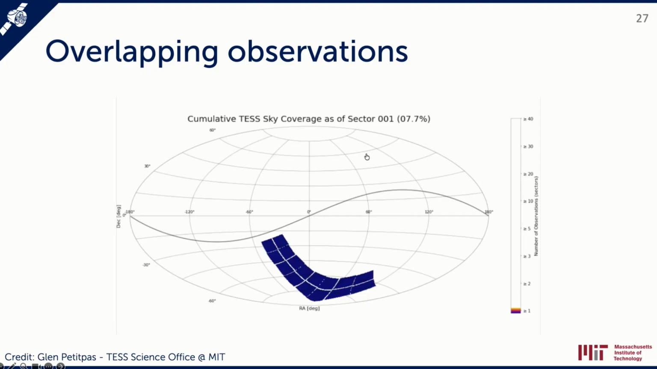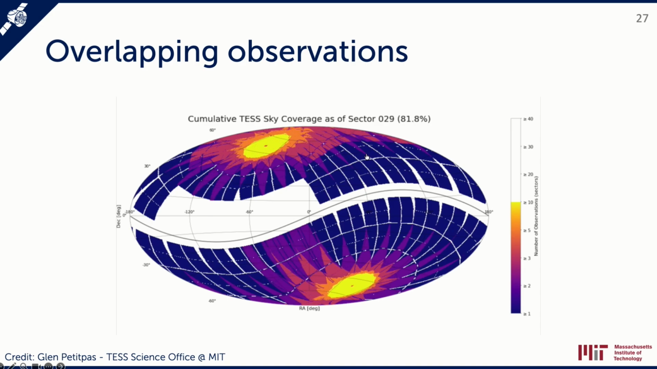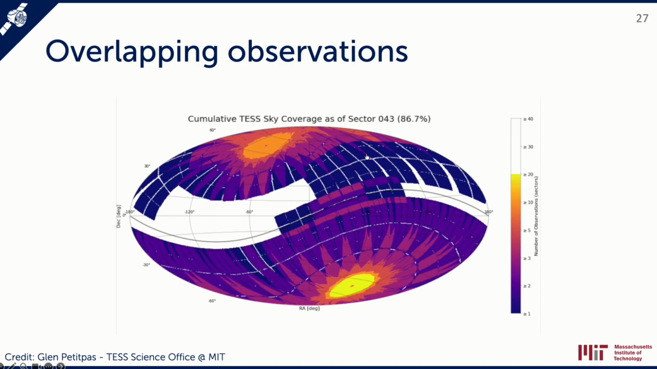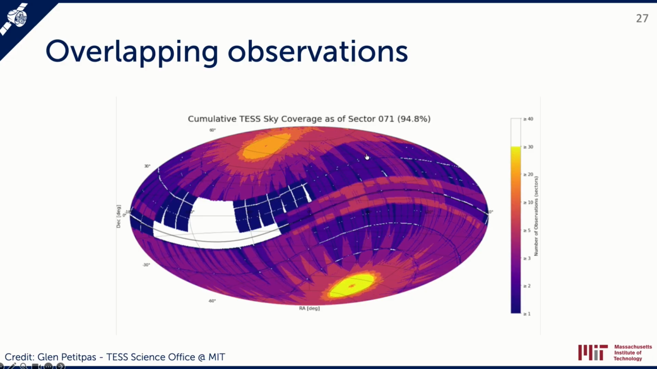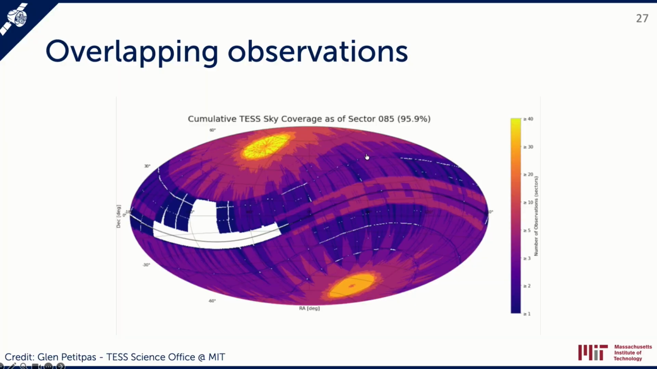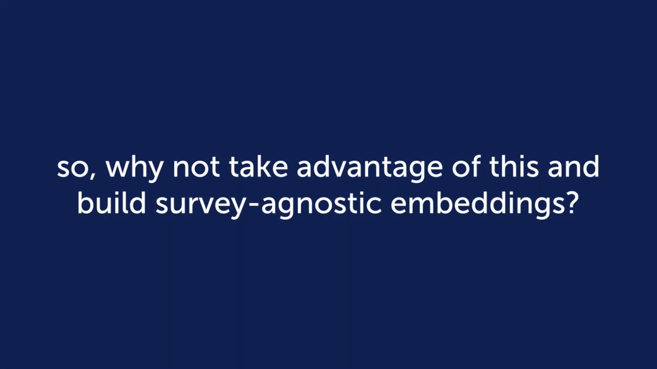Specifically in the case of TESS, we're re-observing stars the whole time. Here I'm just showing you a sky coverage plot. You can see that over the time of the mission, at the moment we're up to sector 95 or something, and we have covered about 98% of the sky. And we have up to 40 times of repeated observations. So we can use these repeated observations and take advantage of this to build survey-agnostic embeddings. The key to doing this is that we're observing the target under varying instrumental conditions, and that's how we're able to build such survey-agnostic embeddings.